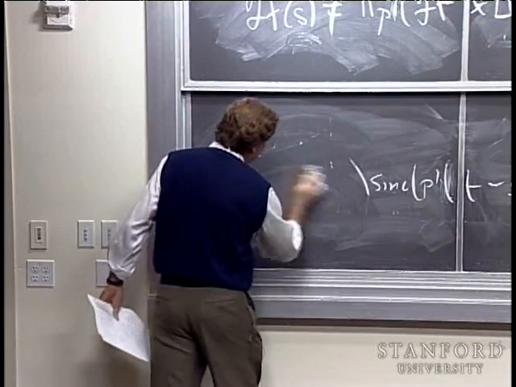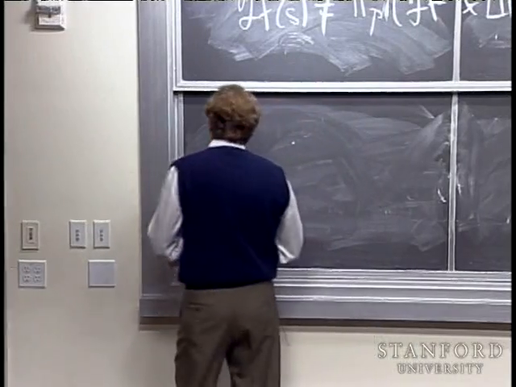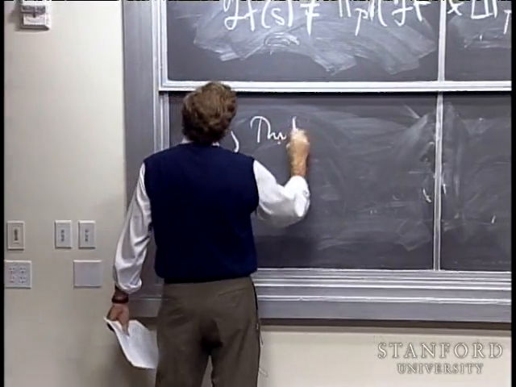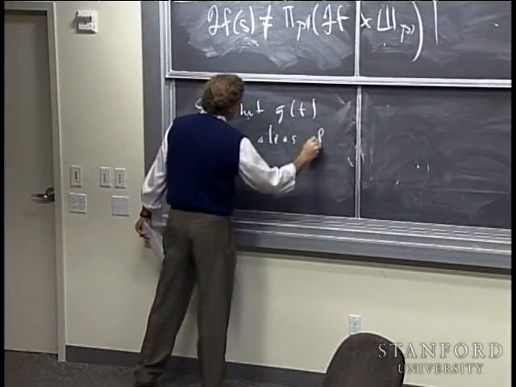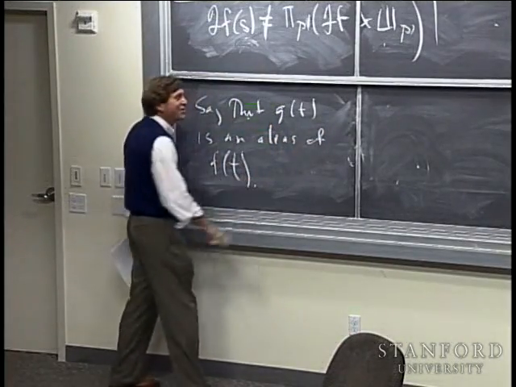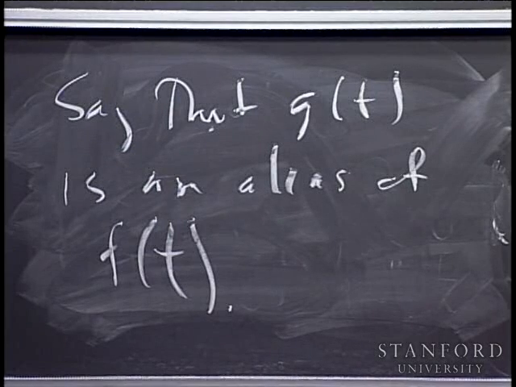So you say that g of t is an alias of f of t. It's not equal to f of t, but it has the same sample values as f of t. Now what that means is, among other things, if you know only the sample values, if that's all you know about f, you cannot distinguish f from g. All right? You know some things about f, say. You know the sample values. You make a guess about the bandwidth.